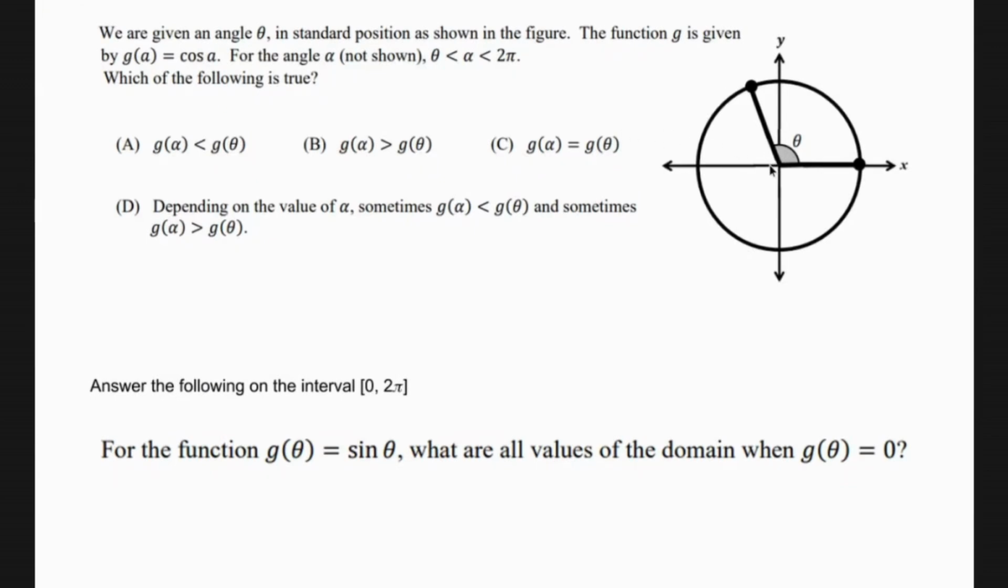We are given angle theta again. The function g is given to us by cosine again. So again, we're looking at the x value only. Angle alpha is not shown, but alpha is going to be in between theta and 2 pi. So 2 pi is all the way at the very end here. Okay, so we have an alpha there.